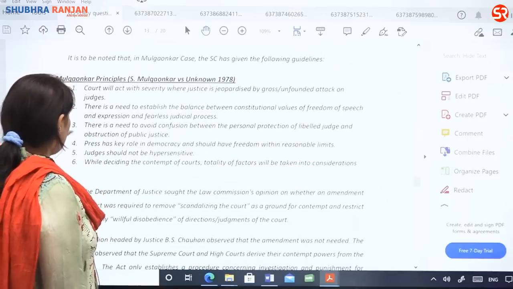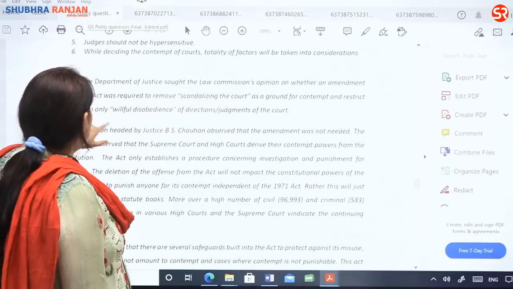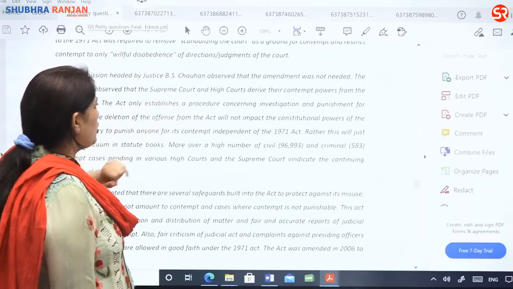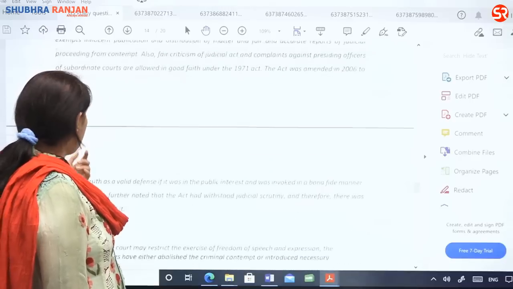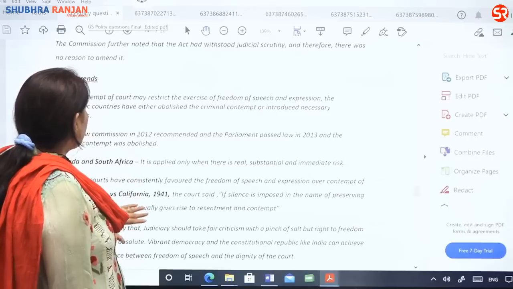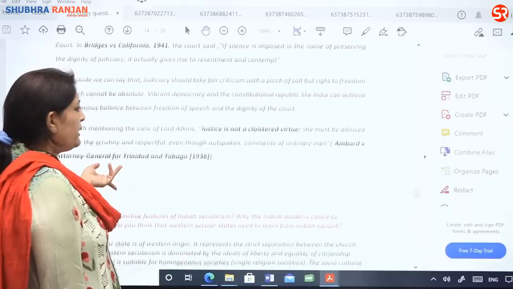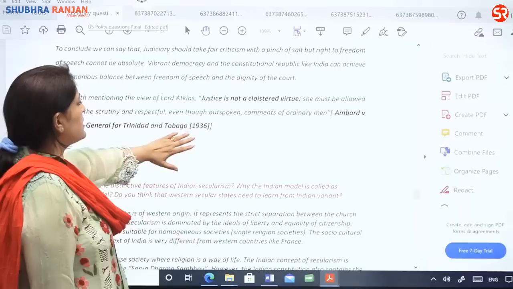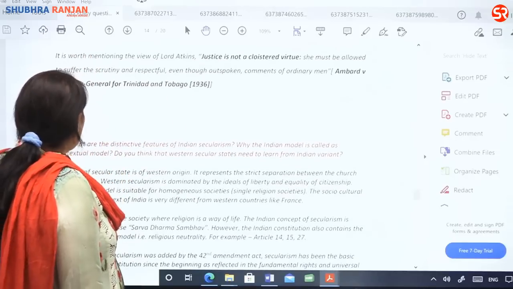And then the Mulgaonkar principle, and the Department of Justice sought the Law Commission's opinion on whether an amendment is required. The Law Commission headed by B.S. Chauhan observed that an amendment was not needed. So I have also given the recommendation of the Law Commission and then the global trend that criminal contempt is either not in use or is used only when there is a substantial issue. And Lord Atkin's statement is very important: justice is not a cloistered virtue.